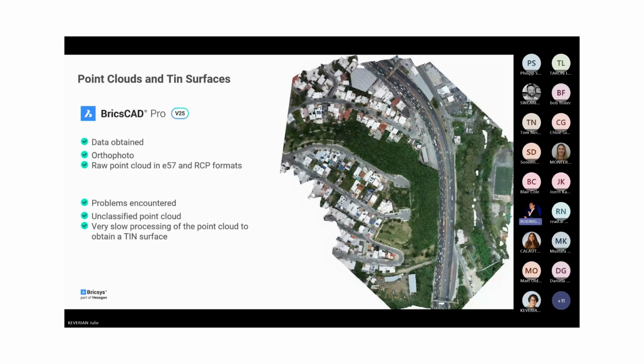However, in attempting to process the point cloud data, they encountered two main problems. The point cloud was not classified, and the processing program to obtain the thin surface took too long to properly develop a usable surface, despite the fact that the point cloud was not particularly large, not in extent nor in size. At this point, we were asked for advice on how BricsCAD would help them in improving the process to obtaining a usable thin surface for their project.